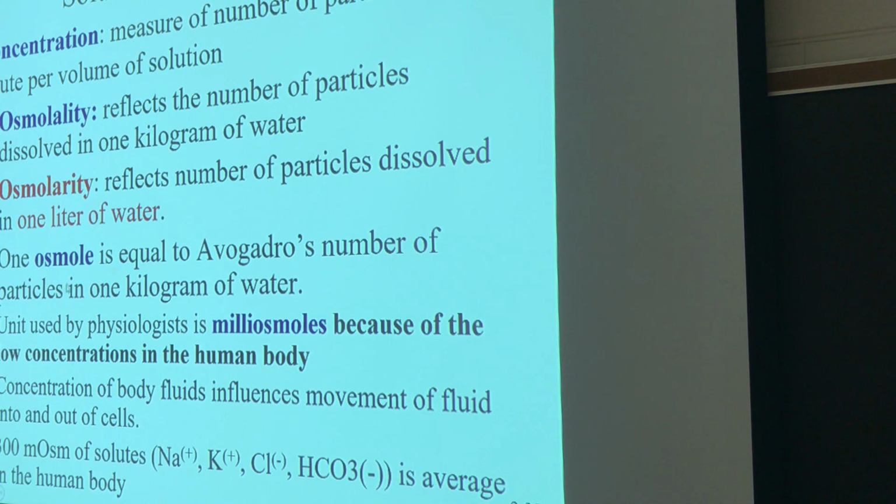Now, in our body, we don't really use whole numbers here, right? We use small numbers, milliosmoles. And in a second, we'll discuss why we need to be in equilibrium. So the average solute concentration in our body, that means all the sodium, all the potassium, all the chlorine, all the bicarbonate, all of those proteins, usually adds up to 300 milliosmoles of solutes found in your blood, found inside your cells, found between your cells.